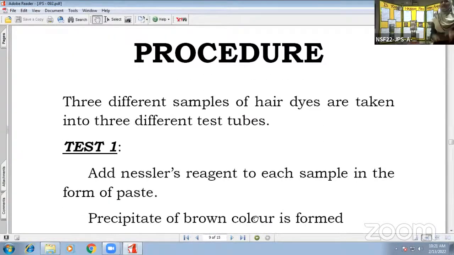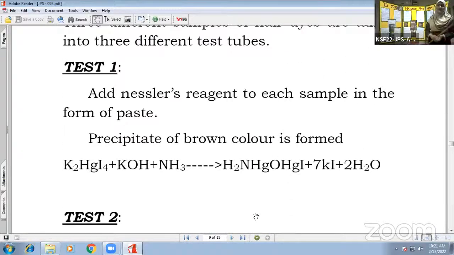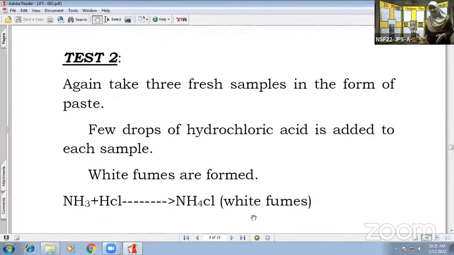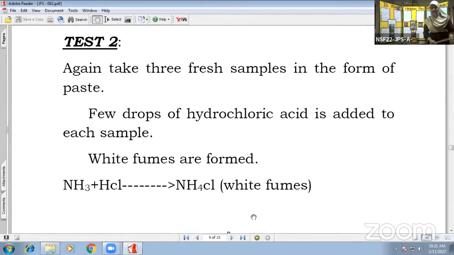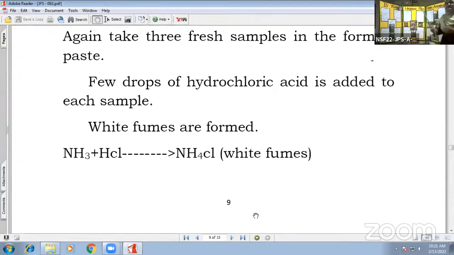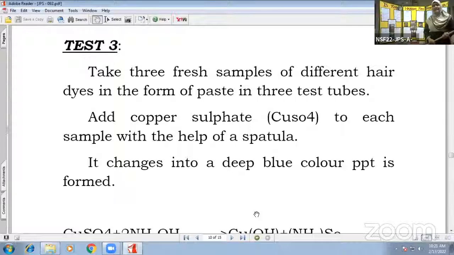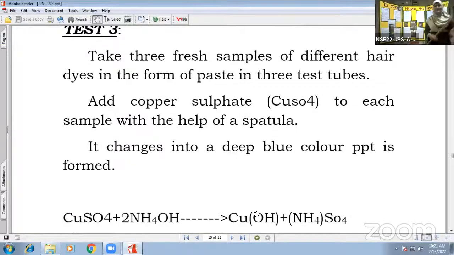In test 1, I took fresh samples of hair dyes and added Nessler's reagent to them. What is Nessler's reagent? It is an alkaline solution of potassium mercuric iodide. So there was a brown color precipitate formed. Then in test 2, I took again fresh samples and added hydrochloric acid to them. So there were white fumes formed. And then in test 3, again taking fresh samples of hair dye, I added copper sulfate. The copper sulfate was mixed with water, so it was cupric sulfate. So there was a deep blue color precipitate formed.